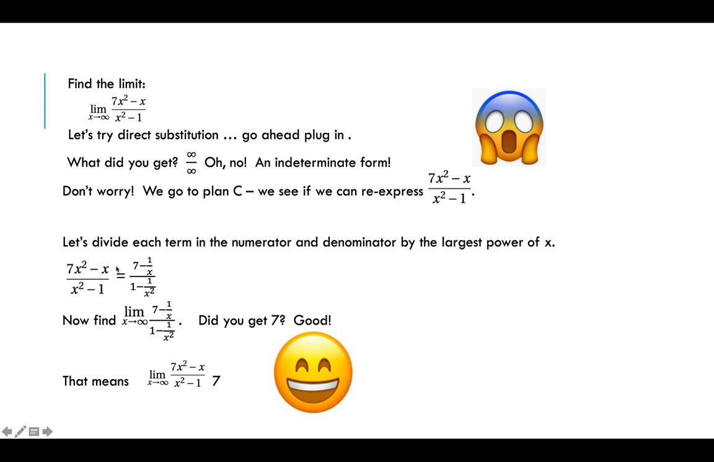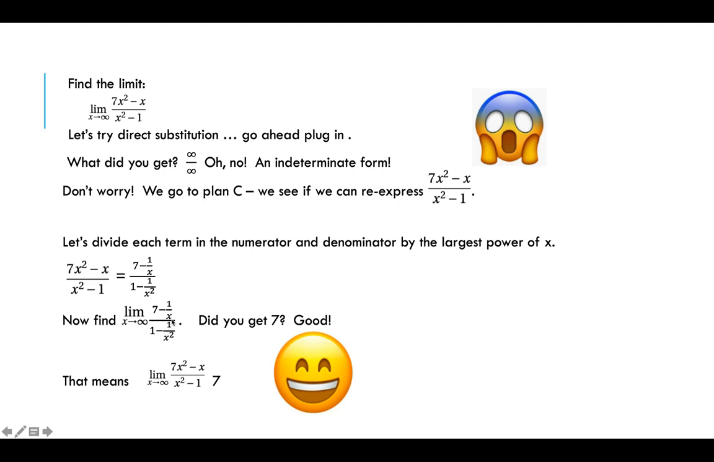So if we do that, 7x squared divided by x squared is 7. And then minus x divided by x squared reduces to 1 over x. In our denominator, x squared divided by x squared is 1, and then minus 1 over x squared. Now as we take the limit as x goes to infinity of this expression, the x's will get huge. 1 over something huge goes to 0. So we're going to have 7 minus 0 over 1 minus 0. 7 over 1 is 7.